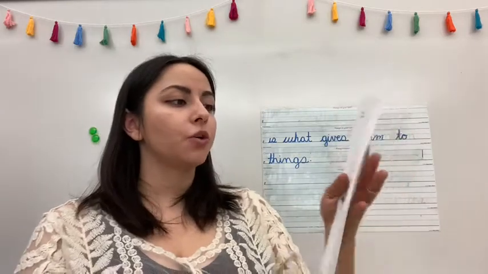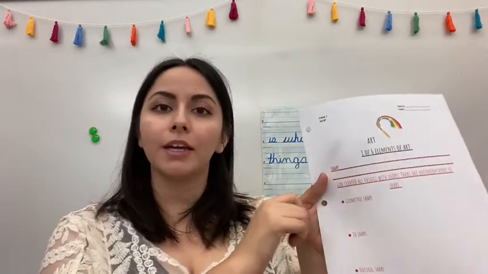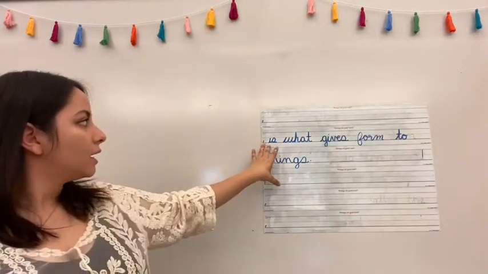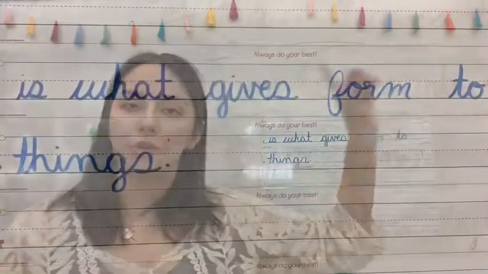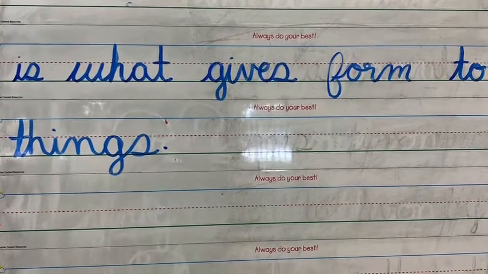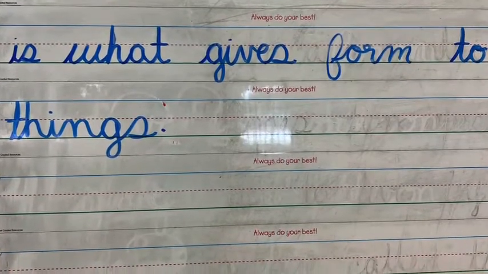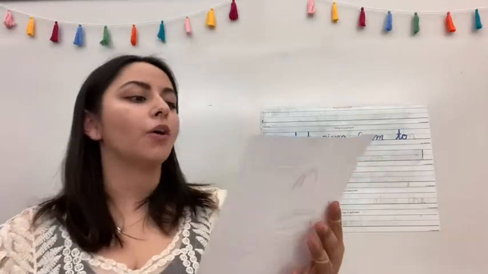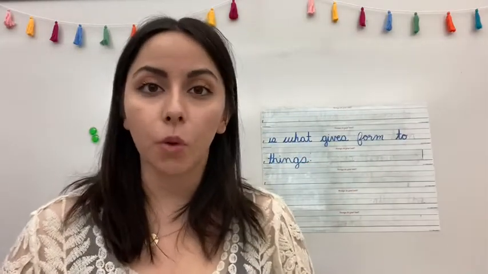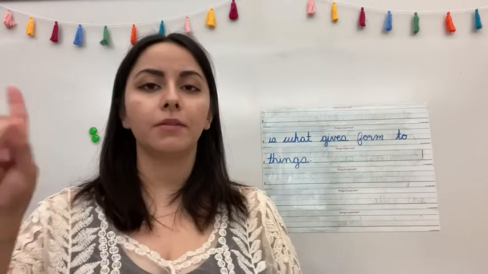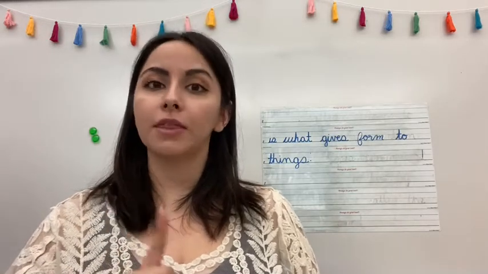Okay, so for the line right here, it says shape. And in cursive, we're gonna go ahead and write is what gives form to things. I'll go ahead and post a little picture right now. Excellent job. All right, so shape is what? Shape is what gives form to things. Say with me, shape is what gives form to things.